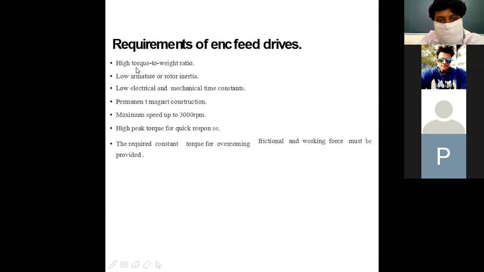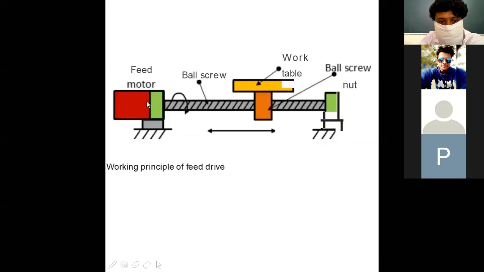It should have a high torque to weight ratio. It should have low armature or rotor inertia. It should have low electrical and mechanical time constants. It may or may not have permanent magnet construction. It may reach a maximum speed of up to 3000 RPM, with high peak torque for quick response. The required constant torque for overcoming frictional and working forces must be provided.